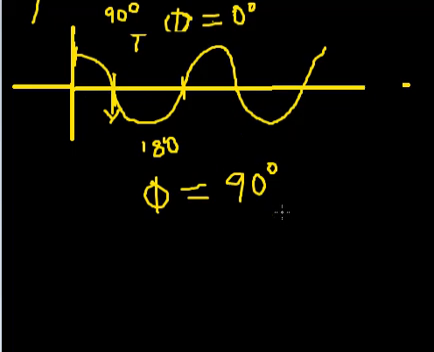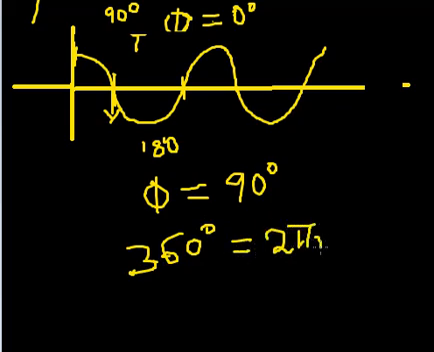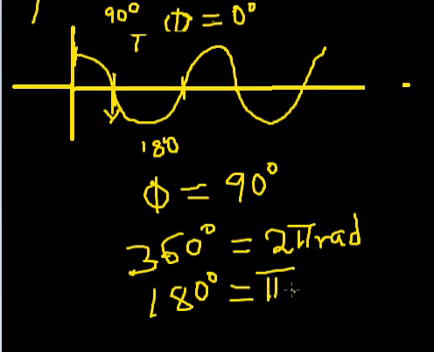Unfortunately, in wave or circular motion generally, we don't use degrees to represent angular distance, but rather we use radians. So the question is, how do you convert from degrees to radians? It's very simple. 360 degrees, which is a full circle, is equal to 2 pi radians. So if that is the case, half of 360, that's 180 degrees, is pi radians.